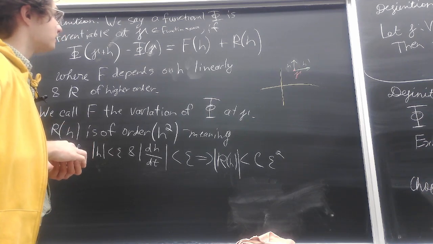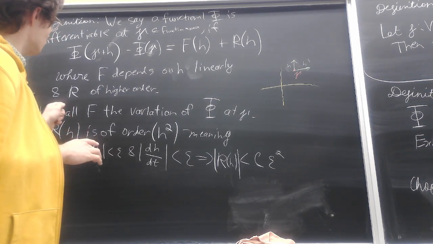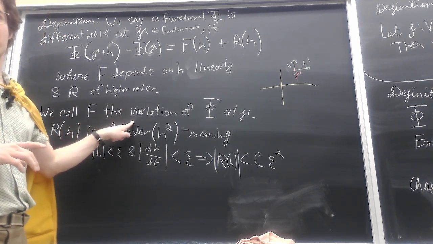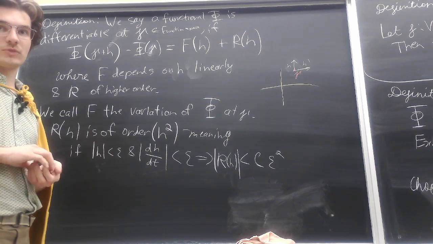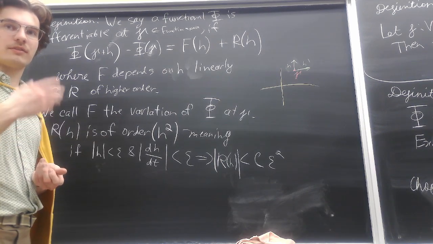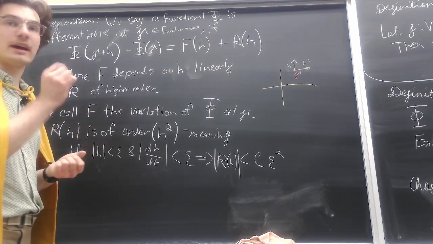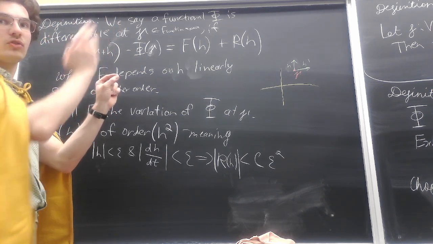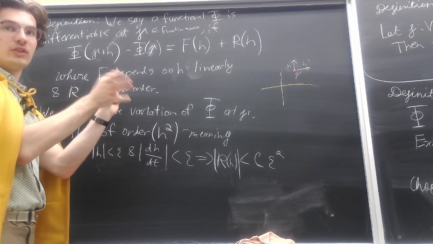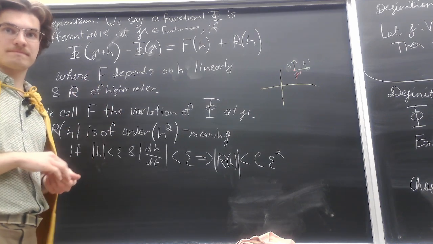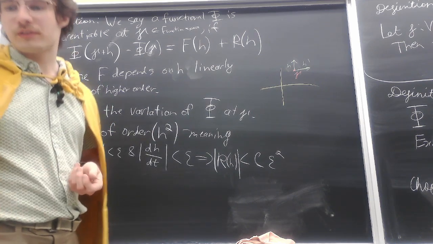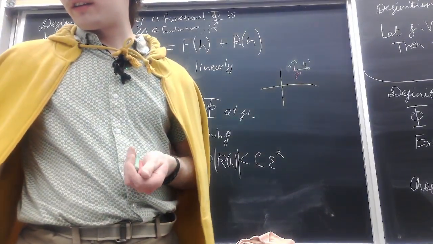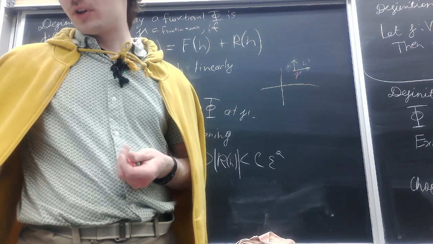So same idea. But do people see what the variation of phi is? It's some kind of linear approximation to phi at this point. If you were to start at this point and go in direction h, how much do you change in a linear sense? So this is what we call a variation of phi.